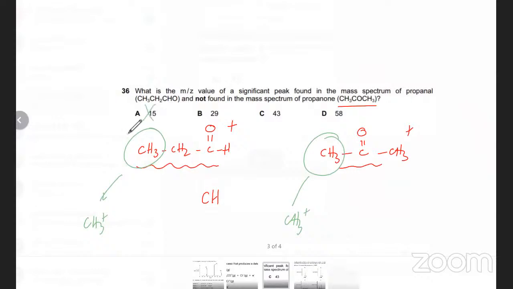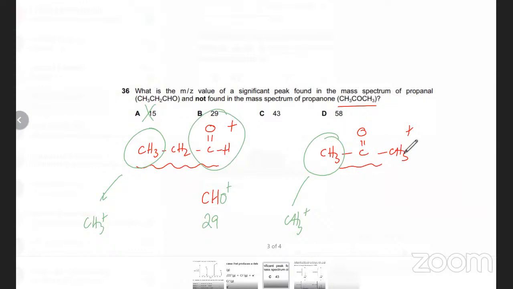So 15 is not the answer. You'll detect a particle with the mass of 15, and you'll also detect a particle with the mass of 15 in the other one. CHO is the one. That CHO is 29, right? No matter how you break this molecule up into pieces.